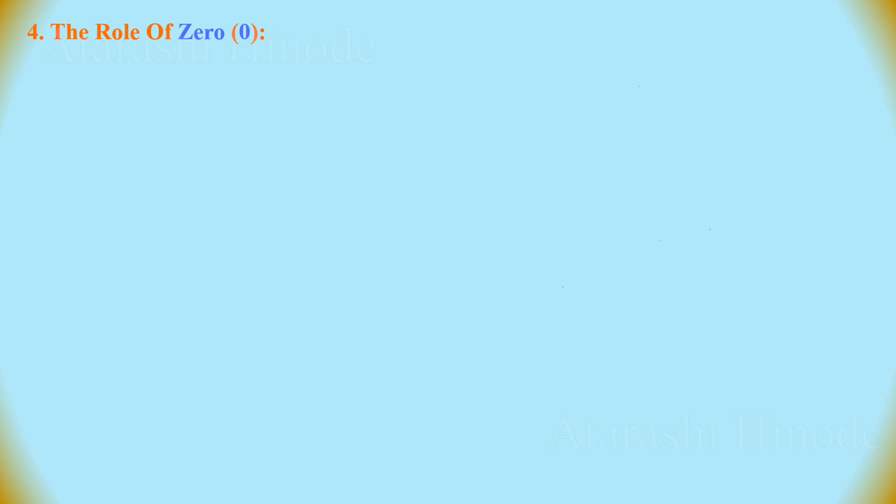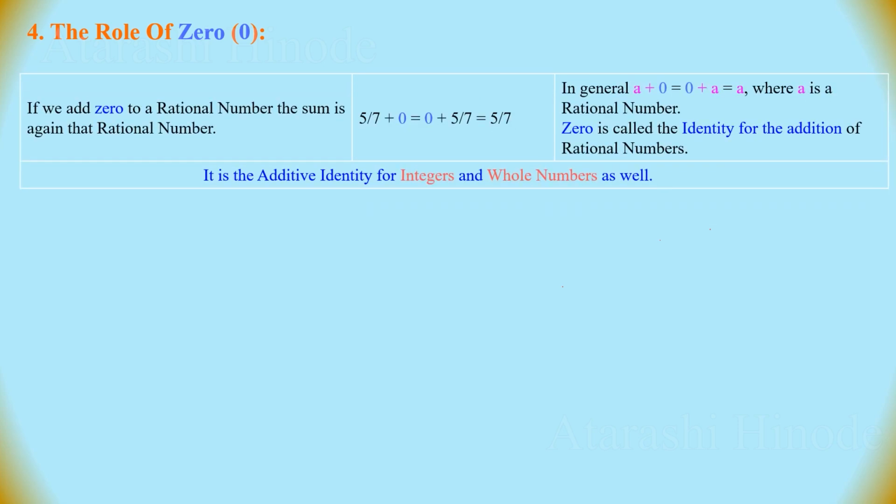This happens for rational numbers also. When we add 0 to a rational number, the sum is again that rational number. So, 0 is called the identity for the addition of rational numbers. It is the additive identity for integers and whole numbers as well.